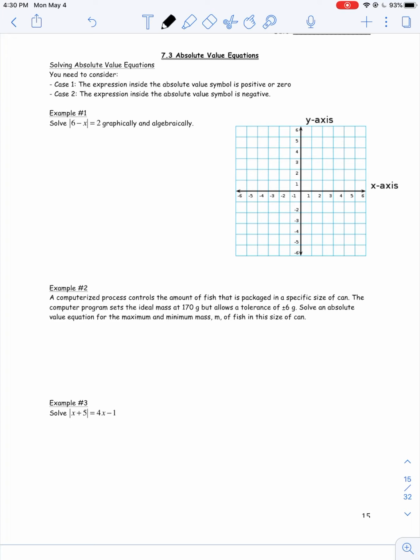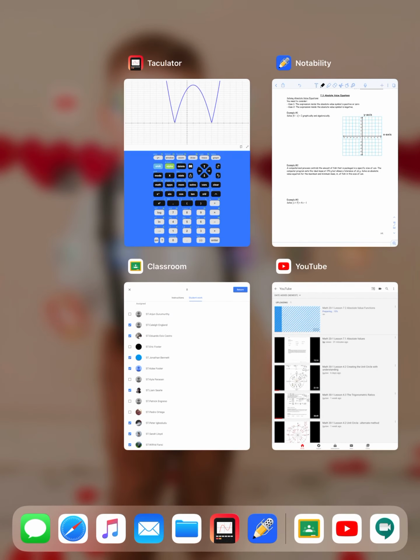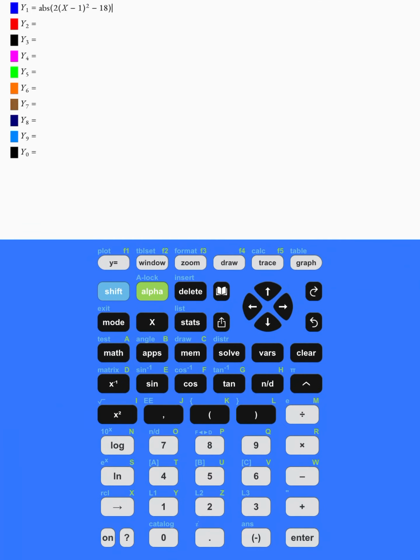we have an absolute, it could have been a positive value going in there or a negative value going in there. So we have to account for both of those situations in order to get all the possible solutions to these equations. So example number 1, we're going to solve |6 minus x| equals 2 graphically and algebraically.